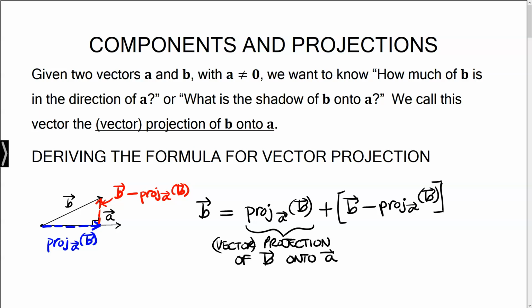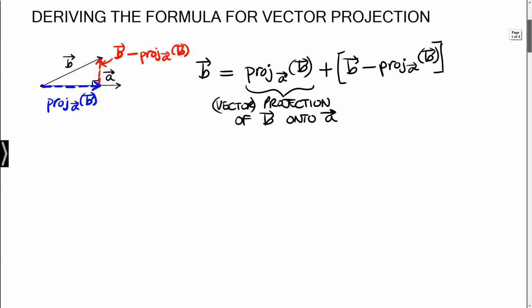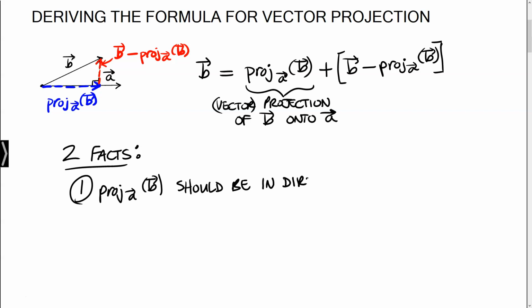So how can we come up with a formula for this? We're going to note a couple of facts, and these facts are going to lead us, in terms of the dot product, to what the formula has to be. So let's list some facts that we know. Here are two facts, and this is just from looking at the picture. Certainly the projection of B onto A should be in the direction of A. That's one piece of evidence.